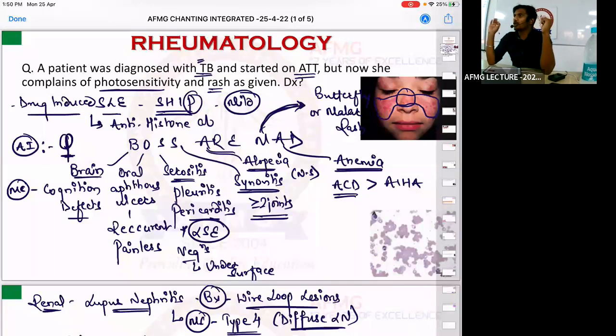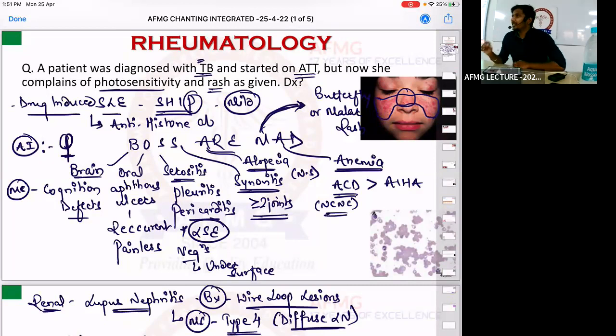So, in SLE the most common type of anemia is anemia of chronic disease. I hope all of you are quite aware. Anemia of chronic disease can be normocytic, normochromic. It can be microcytic, hypochromic. But more commonly it is normocytic, normochromic. So in SLE also, normocytic, normochromic anemia of chronic disease is seen. No issues here.